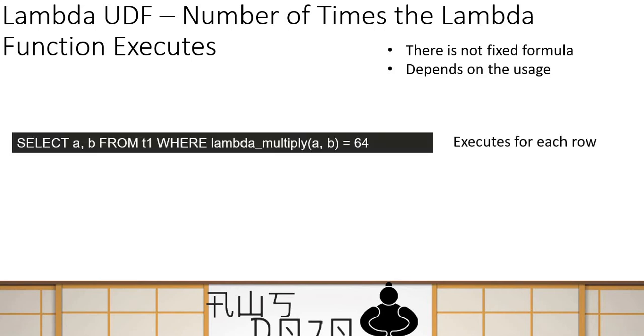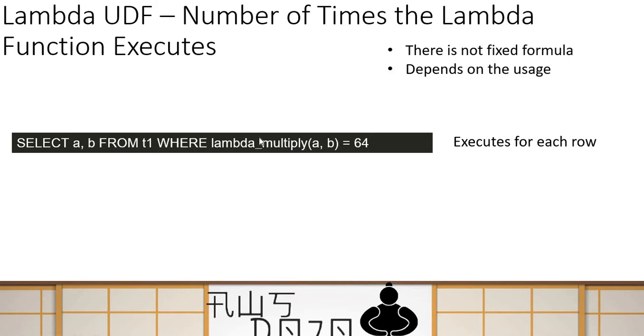The first example is a Lambda function called lambda_multiply, where if you pass 2 parameters, it will simply multiply them and give the result back. In this case, I'm saying select A, B from table T1 where lambda_multiply(A, B) equals 64. That means for whatever row A into B is equal to 64, that is what I'm interested in.